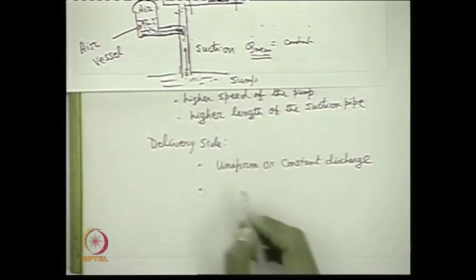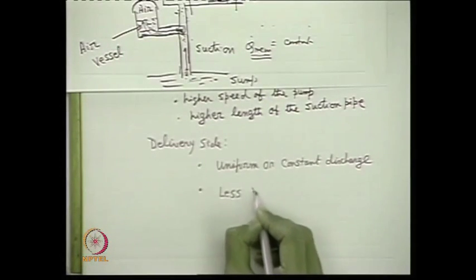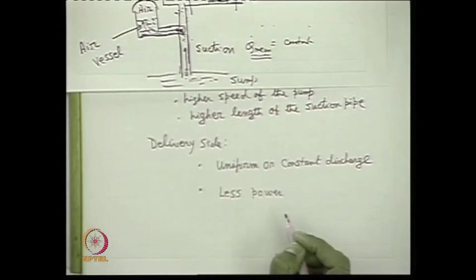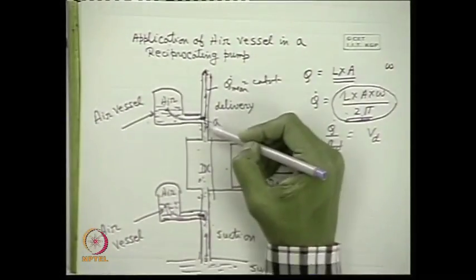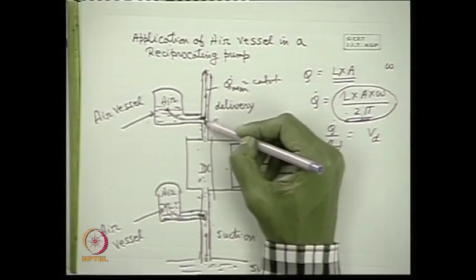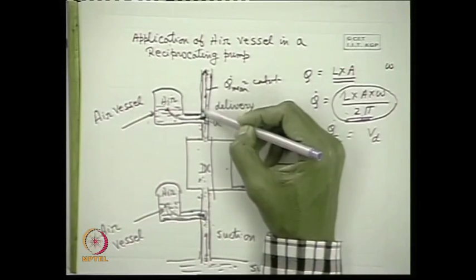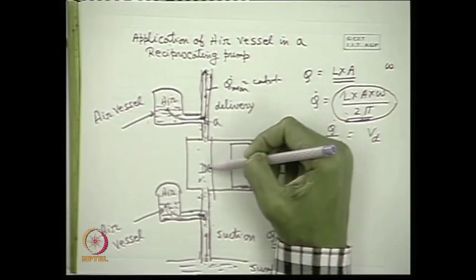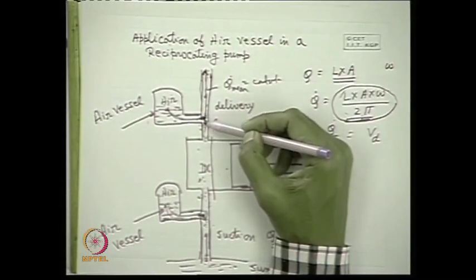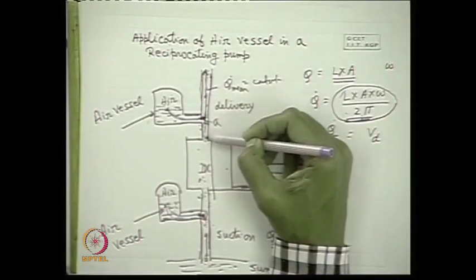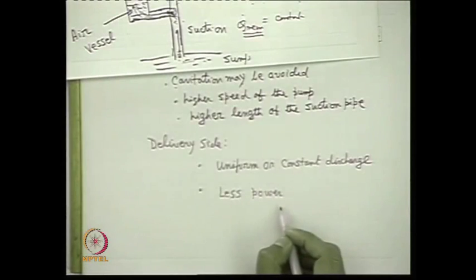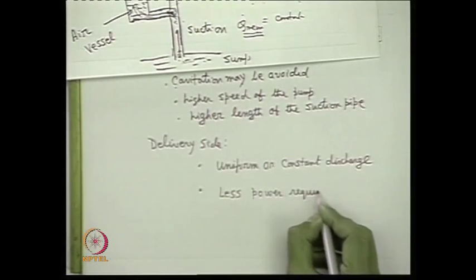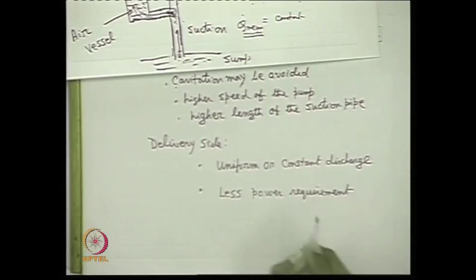And another very important thing is less power, because a large amount of power is eliminated which was consumed to accelerate the liquid mass. Here the acceleration of liquid takes place for this amount of liquid mass. So, in the larger length of the delivery pipe, the liquid is not accelerated. So, a large amount of power is saved which was earlier consumed to provide the acceleration head to a large amount of liquid mass. That means, it is the liquid mass in the entire delivery tube. So, therefore, less power requirement, okay? Less power requirement.